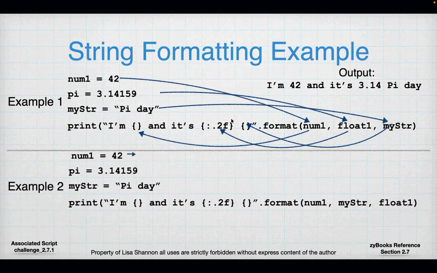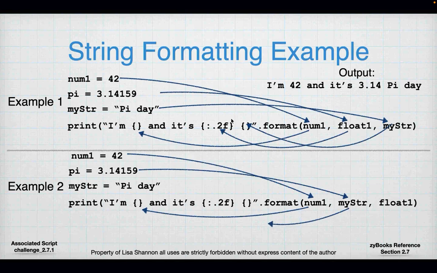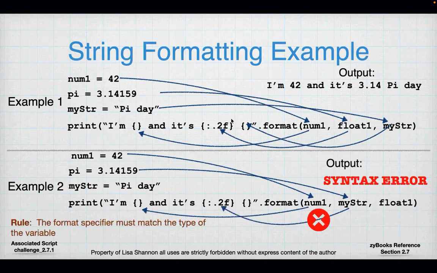So here I have a different one, and this is going to cause a problem. Oh, no, it's not, because it did. Ah, that's what happened. Okay, that is a syntax error. I was reading it wrong. So you have 42 going to the first one, and then even though I have pi here, I have MyStir in the second place. MyStir is not a float, and Python's going to have a problem with it, and it's going to give you a syntax error.